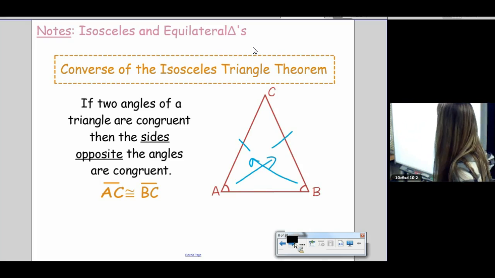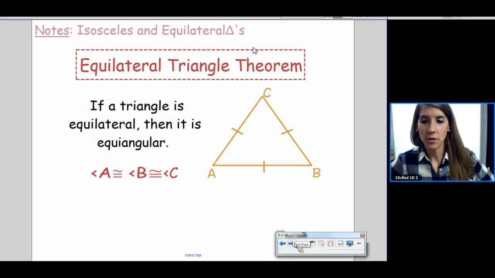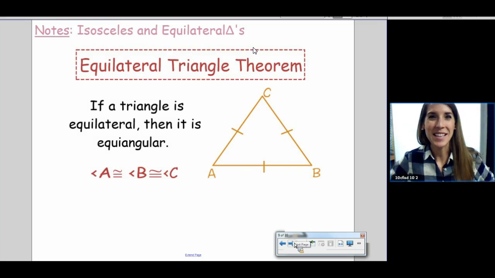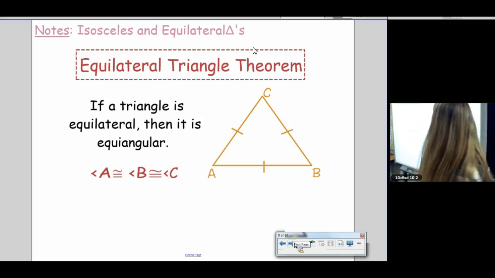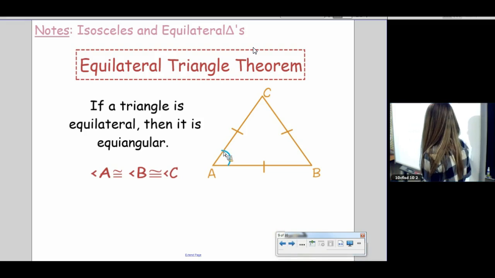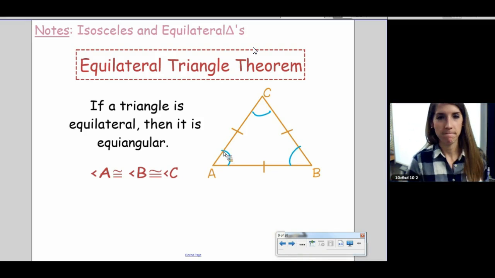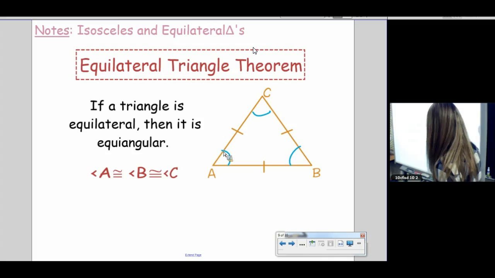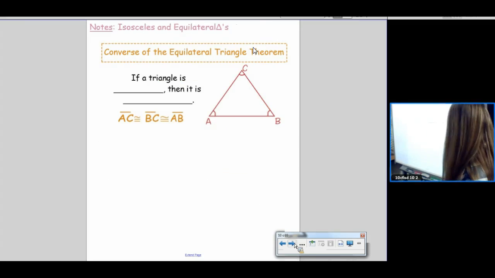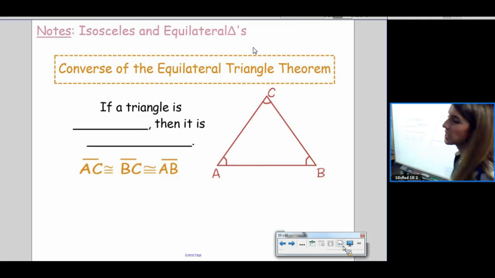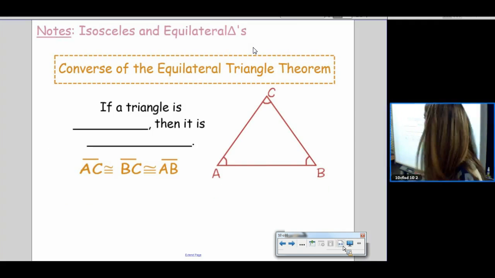Okay. Now we have the equilateral triangle theorem. This one's even more straightforward and common sense. If a triangle is equilateral, then it is equiangular. If all sides are equal, then all angles are equal. So you are allowed to add arcs to the angles. Guess what? The converse is also true. I left this blank because it was just getting way too straightforward.